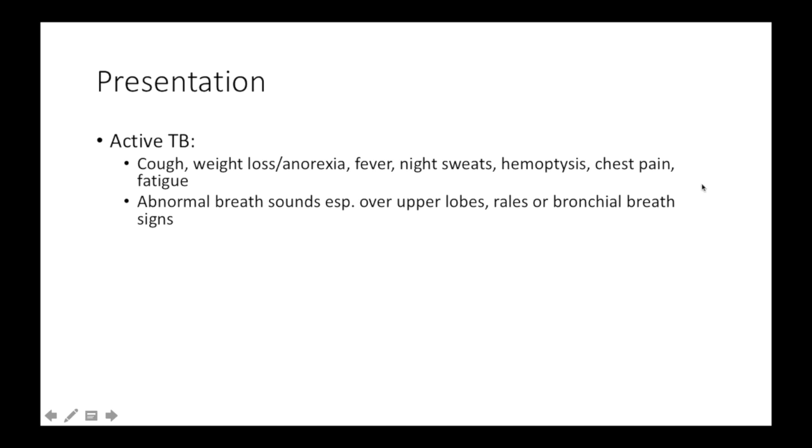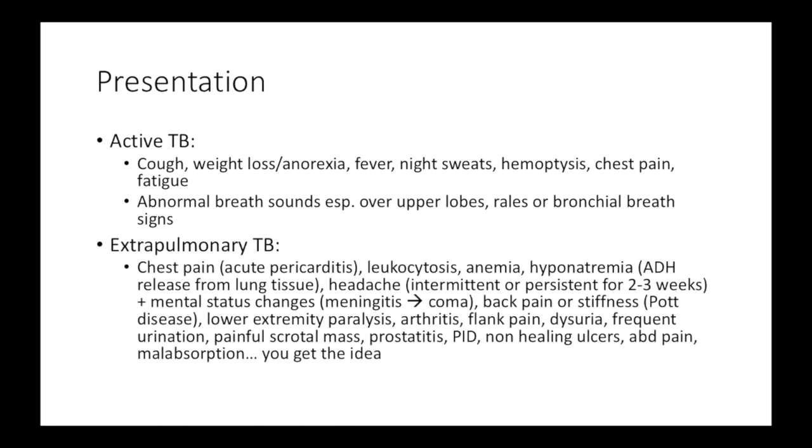Another thing to note is that TB doesn't only occur in the lungs, it can disseminate to other tissues. So if it's extrapulmonary, you can see a whole host of other symptoms. Chest pain can progress and lead to acute pericarditis. You can see leukocytosis, anemia, and hyponatremia from ADH release from lung tissues.